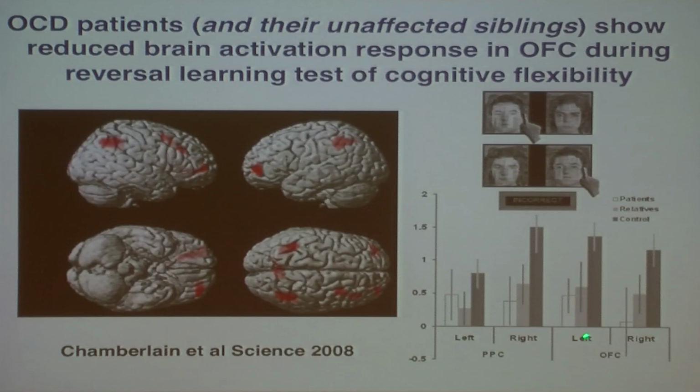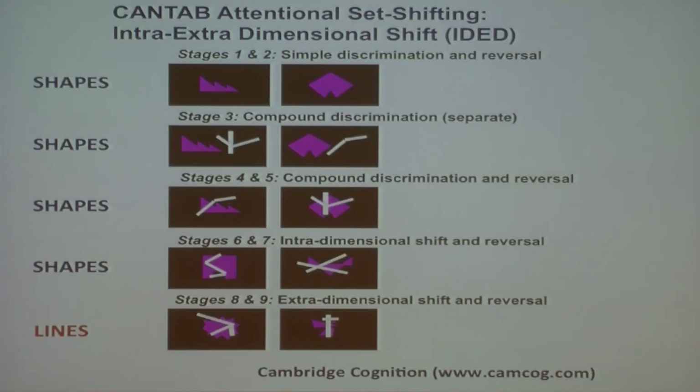And we've used this paradigm in patients with OCD and their relatives who don't have OCD. And both the relatives and the patients underactivate the orbitofrontal circuit, which mediates reversal learning, suggesting they have a problem in that circuitry. They also have a problem in the other circuitry associated with higher order cognitive flexibility.